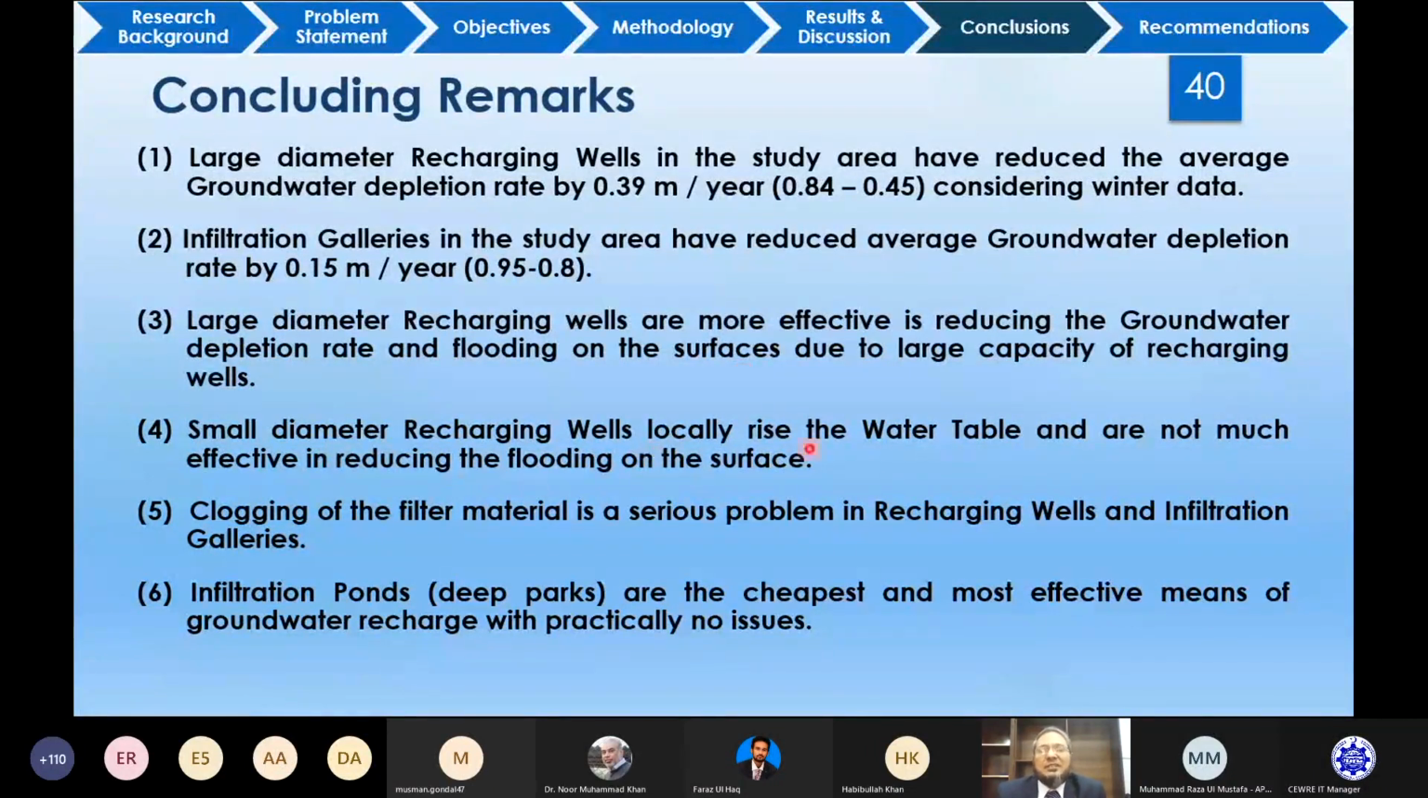Small diameter recharging wells locally raise the water table and are not very effective in reducing the flooding on the surface. Clogging of filter material is a very serious problem in all types of recharging wells and infiltration galleries. So we need to clean it every year before monsoon season, otherwise they become totally ineffective. Infiltration ponds, which we call deep parks, in Punjabi we call dungi grounds, are, I think, the cheapest and the most effective means of groundwater recharge with practically no issues.